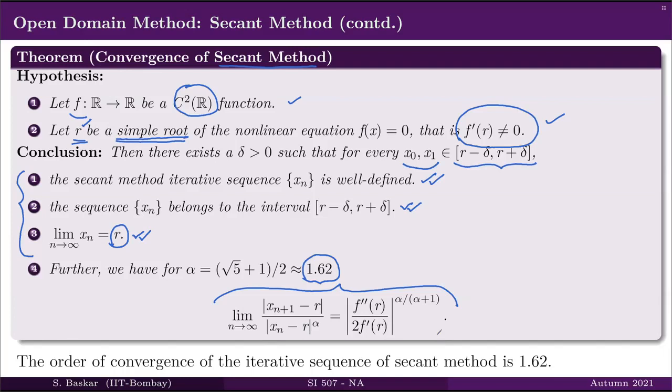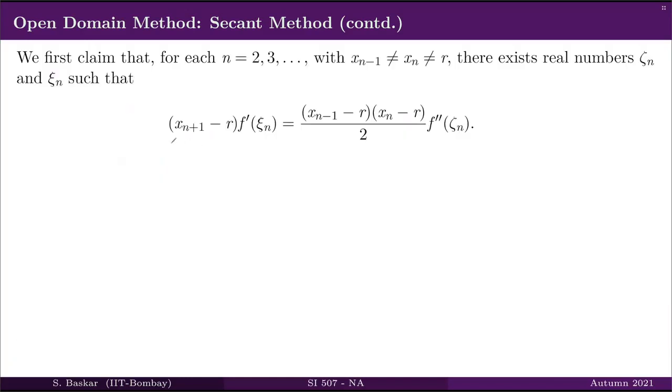Let us now try to prove this theorem. Let us first derive this expression. Well, this expression is not going to directly prove any of our conclusions, but it is the main expression used in proving all the conclusions that we have listed in our theorem. And this expression has to be proved for all n equal to 2, 3, and so on, whenever x_{n-1} is not equal to x_n, and x_n is not equal to r.